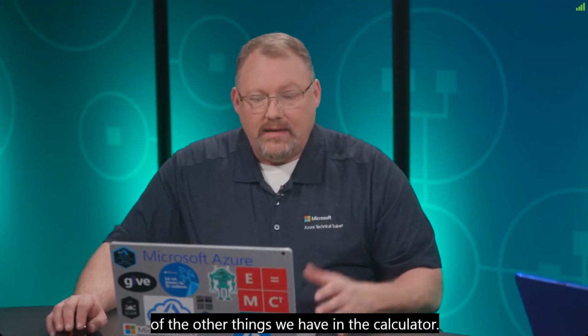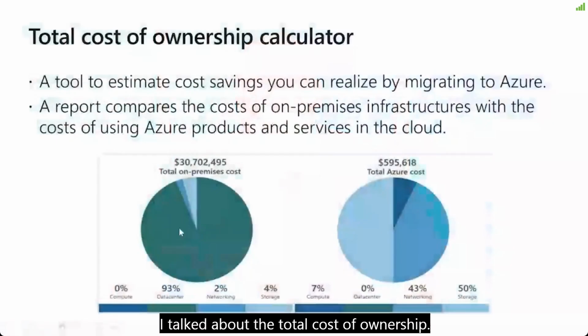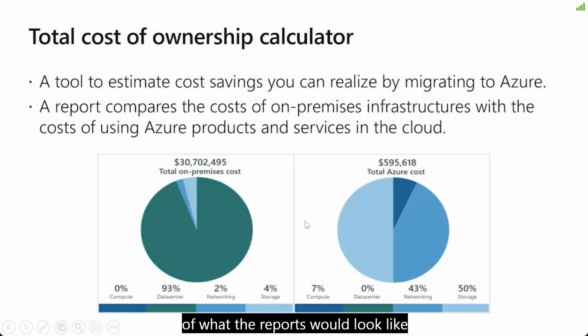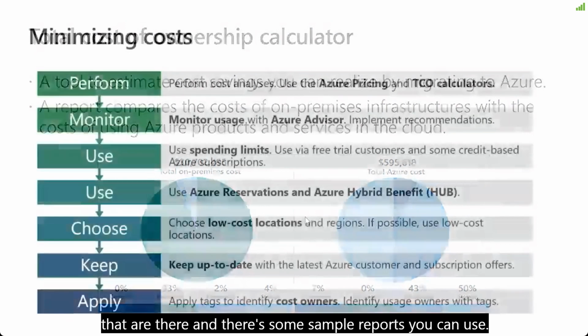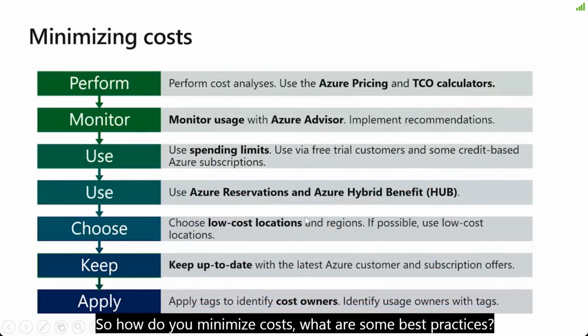So let me go ahead and switch back into our slides and finish off with some of the other things we have in the calculator. I talked about the total cost of ownership. What you're seeing here is an example of what the reports would look like that are there, and there's some sample reports you can use. So how do you minimize costs? What are some best practices?